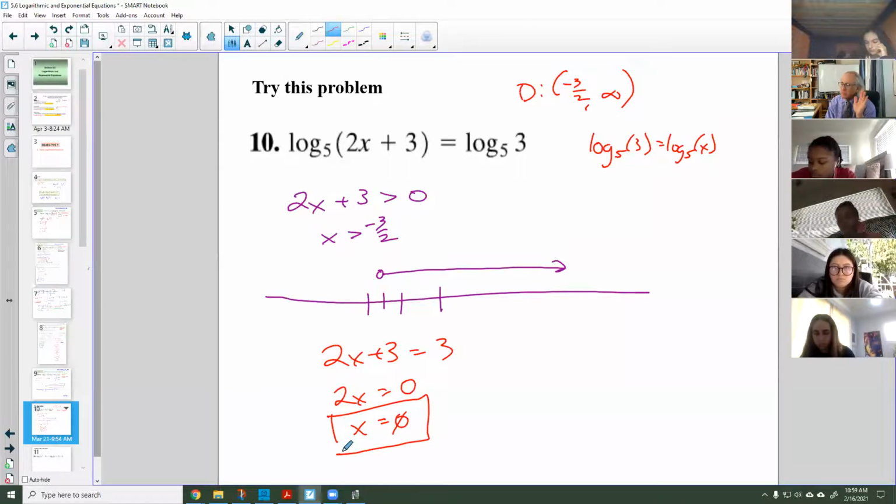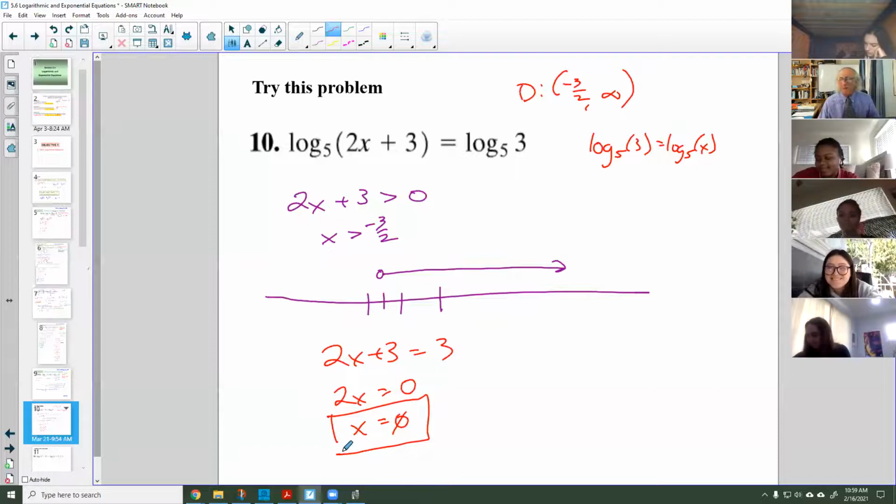What does everybody else think? That look like our answer? Yes? So what do we do next? Go to the next problem? Is that what we do next? No! We graph it. We check our answer by graphing it.